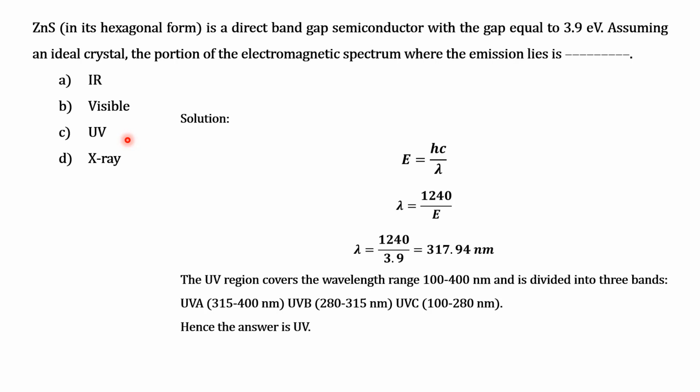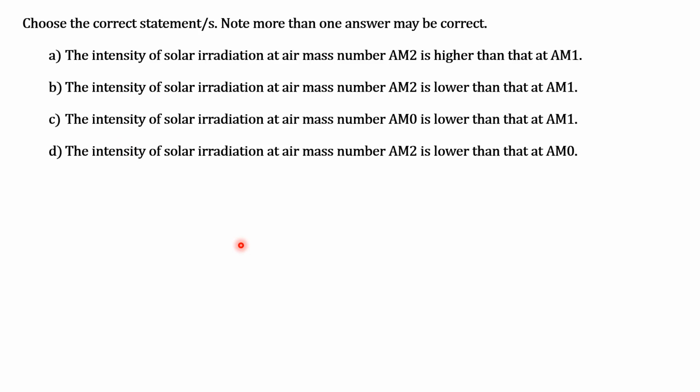Okay. So next, just choose the correct statement or statements. The intensity of solar radiation at an air mass number AM2 is higher than AM1. AM2 is lower than AM1. AM0 is lower than AM1 and AM2 is lower than AM0.